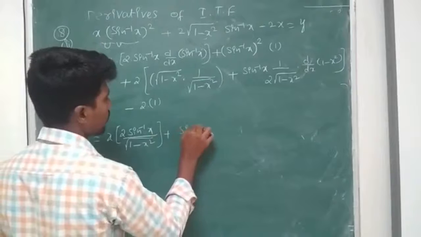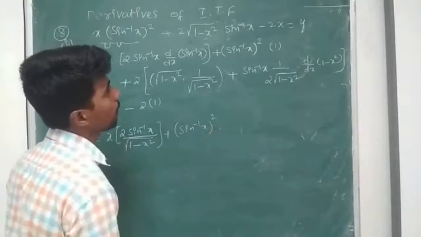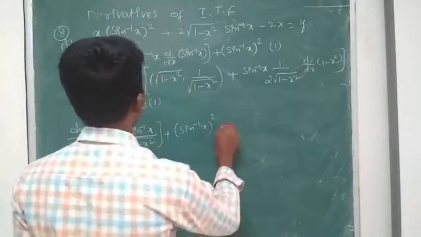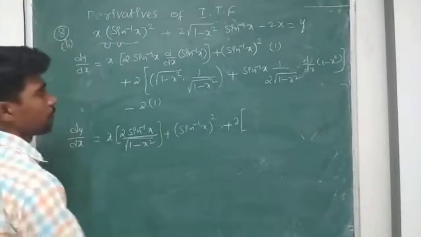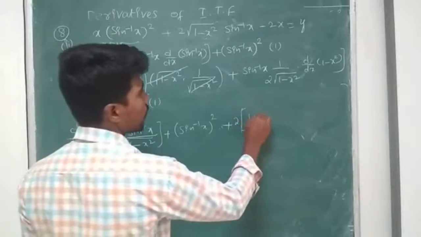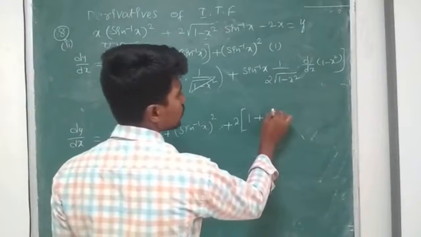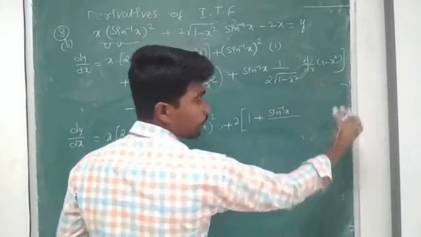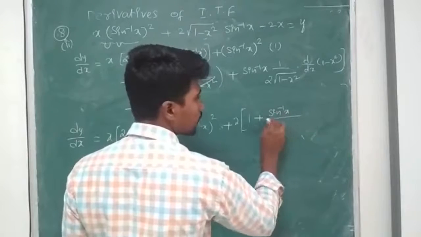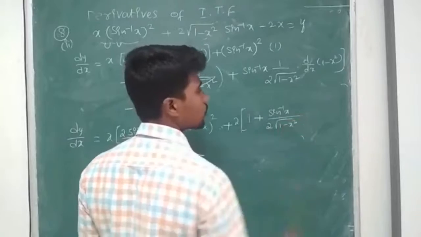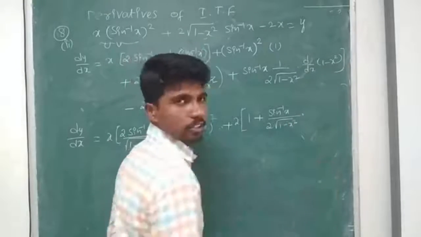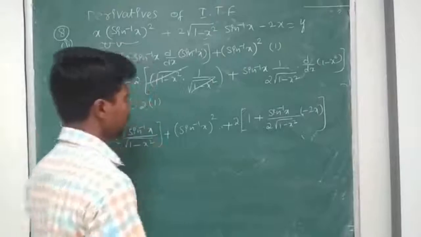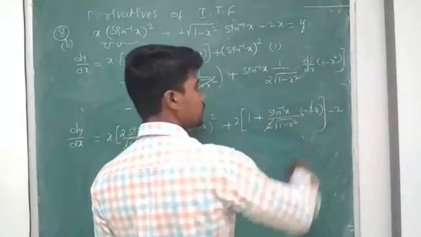sin inverse x whole square into 1 plus 2 in bracket gets cancelled, so I got here 1 plus sin inverse x into 1 by 2 root 1 minus x square, which can be written as 1 by sin inverse x by 2 into root of 1 minus x square. d by dx of 1 minus x square, 1 is 0 and minus x square is minus 2x, close, minus 2, and this 2 and 2 gets cancelled.